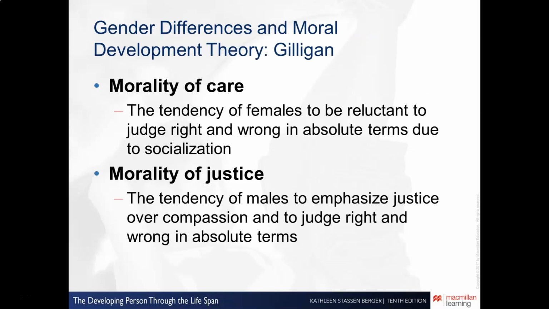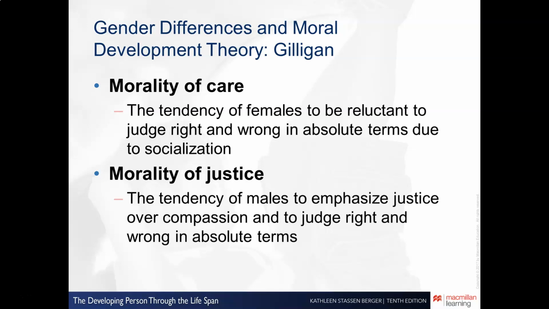Okay, so we're going to carry on just a little further with this conversation. So, morality of care: that's the tendency of females to be reluctant to judge right and wrong in absolute terms due to socialization. That is termed by psychologists as morality of care. That is just the tendency of females to be reluctant to judge right or wrong in absolute terms.